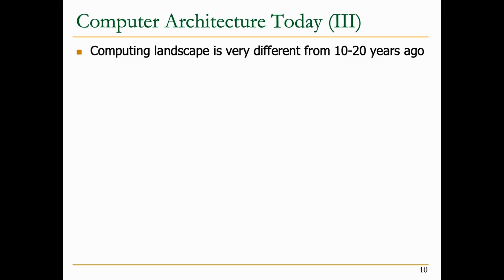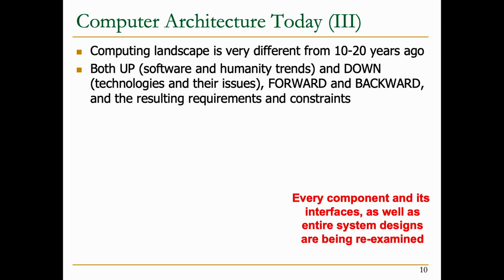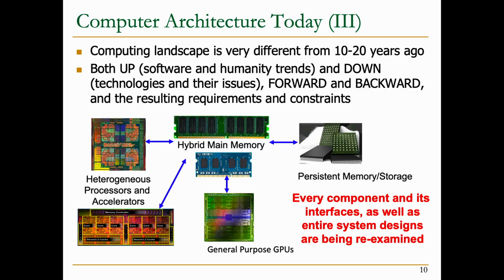So the computing landscape is very different from 10 or 20 years ago. We need to rethink this computing stack from the user perspective or software and hardware layers. Every component and its interface as well as entire systems design need to be re-examined and rethought. So this is an example of heterogeneous architecture where you have GPUs, FPGAs connected to the memory, which can do processing maybe inside the memory at the logic layer, or persistent memory storage as well.